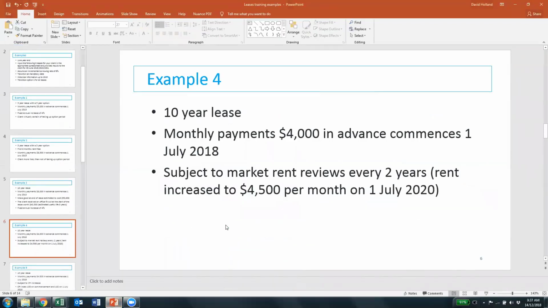Let's have a look at example 4. So example 4 is a 10-year lease, monthly payments of $4,000 starting 1 July 18, subject to market rent reviews every 2 years. And we'll use this information when we get further down. Obviously, they didn't know this at 1 July 2018, but on 1 July 2020, the market rent review went to $4,500. So pause this video and input that into your spreadsheet.